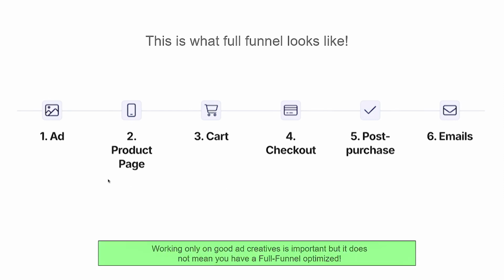Okay, so the problem with most people is that they are working mostly on good ad creatives. Good ad creatives are extremely important to scale more easily and to also lower your cost per acquisition. But you also need to take care of the rest of the funnel. Let me give you a few examples of how you can improve the rest of the steps in this funnel. You need to ask yourself, do you have these things on your store?